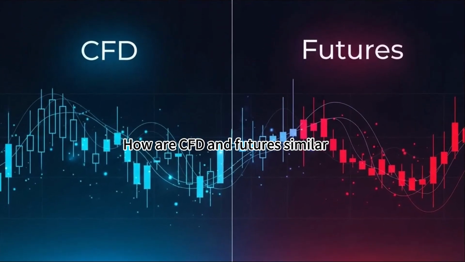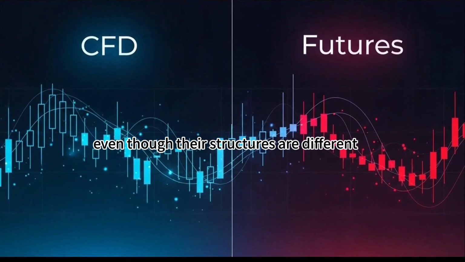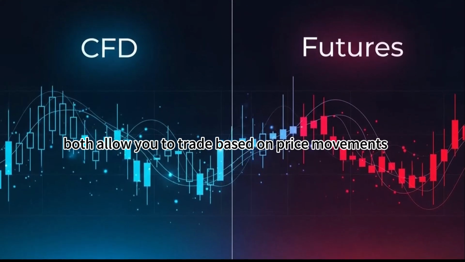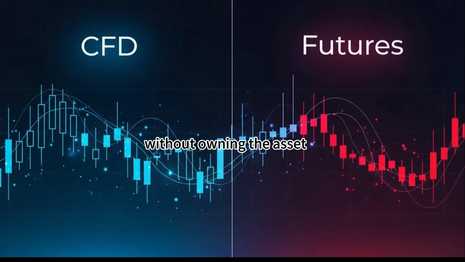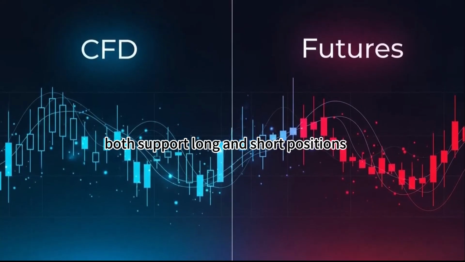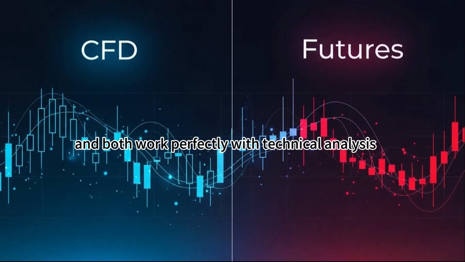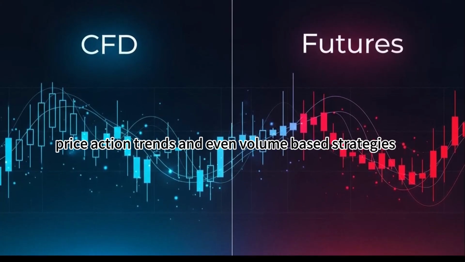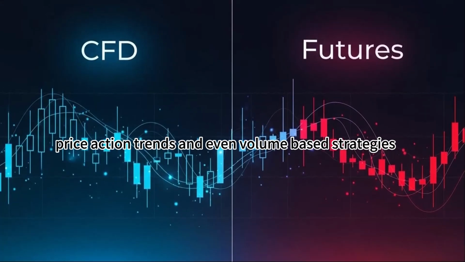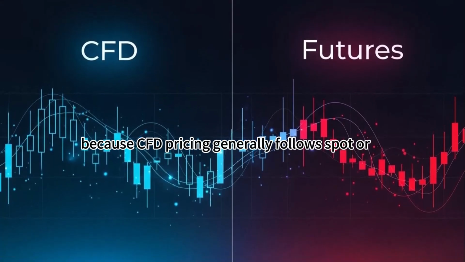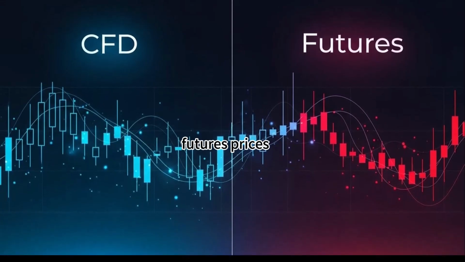How are CFD and futures similar? Even though their structures are different, they share some core similarities. Both allow you to trade based on price movements without owning the asset. Both support long and short positions. Both use leverage. And both work perfectly with technical analysis, price action, trends, and even volume-based strategies. Their charts often look similar, because CFD pricing generally follows spot or futures prices.